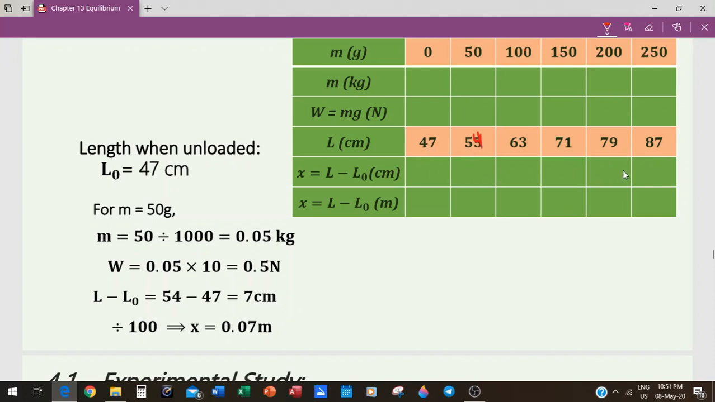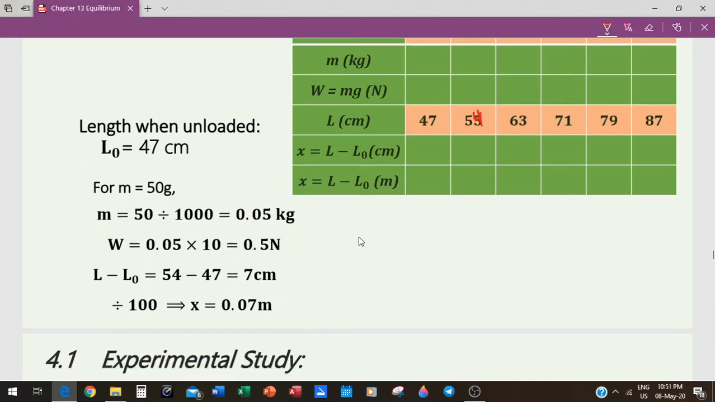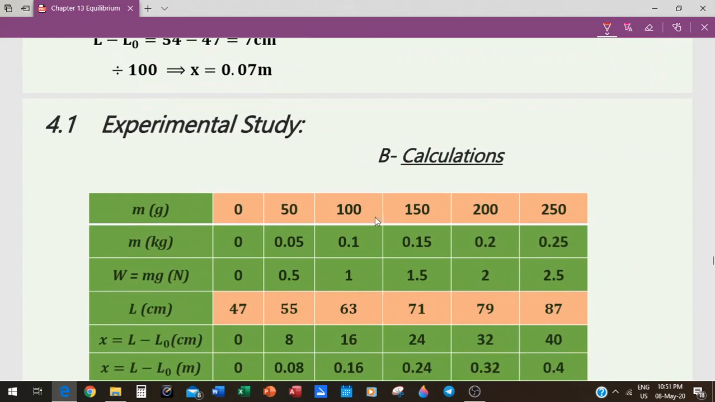We record them here in centimeters. And 63 minus 47, we write it here. 71 minus 47, we write the answer here. And then we change them to meters. In the table, as you can see, we have masses in grams and masses in kilograms. We have the weight, which is mass times gravity, and you know that the SI unit of the weight is the Newton: weight in newtons, mass in kilograms, and gravity in newtons per kilogram. So we get weight here 0, 0.5, 1, 1.5, 2, 2.5.